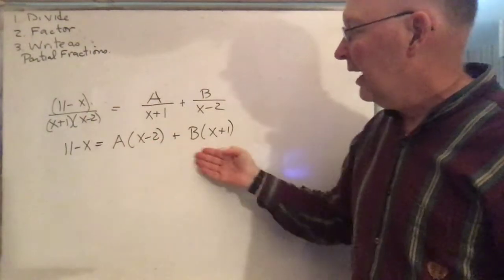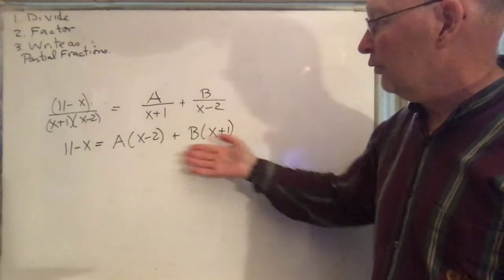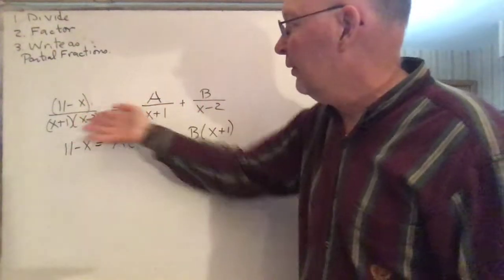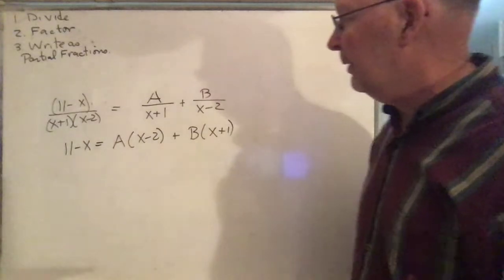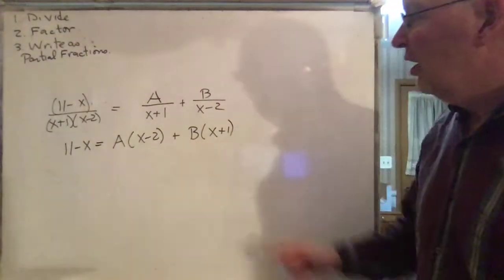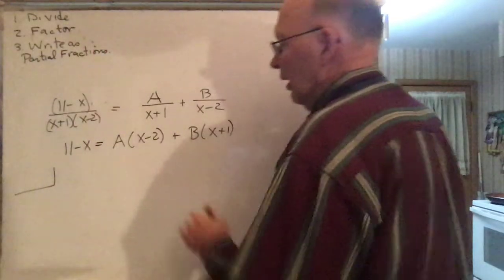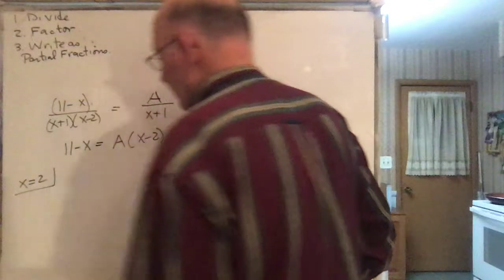Here, I want to find A and B which make that true. And the A and B which make that true have to make it true for any value of x. This is equal to this, so whatever A and B are, they've got to be true for any value of x. So let's choose a couple values of x that are easy to work with. In particular, let's choose x to be equal to 2.